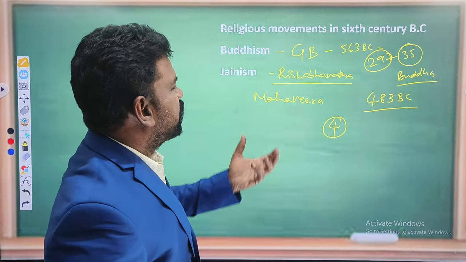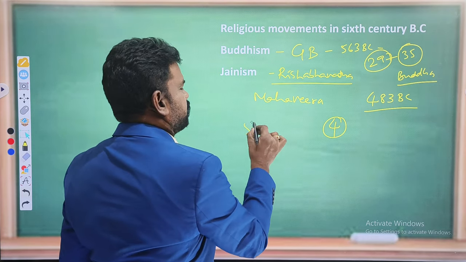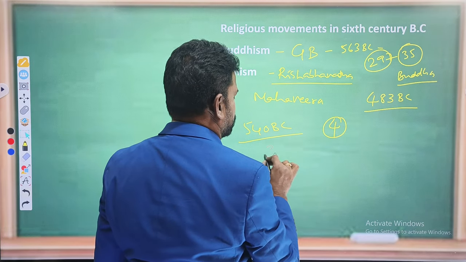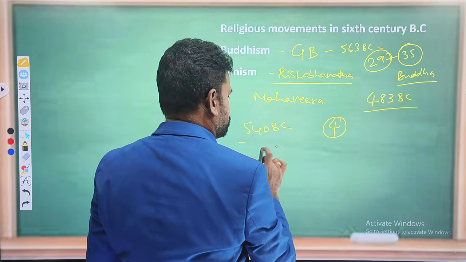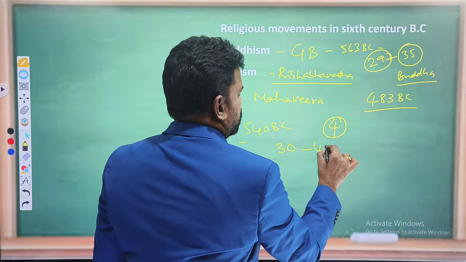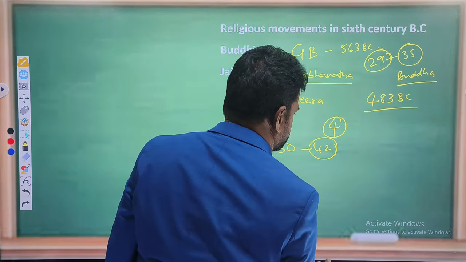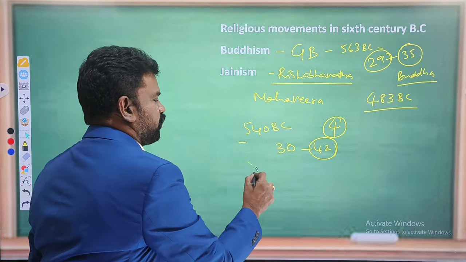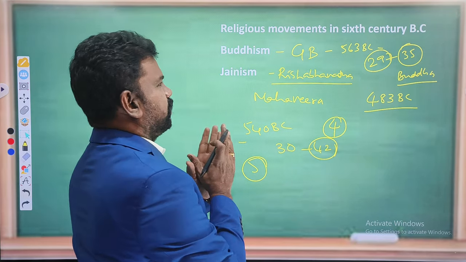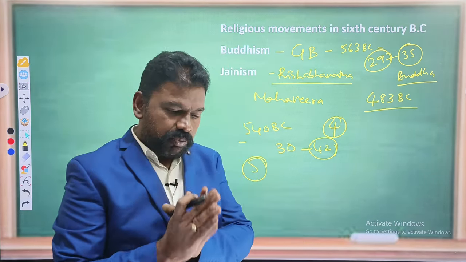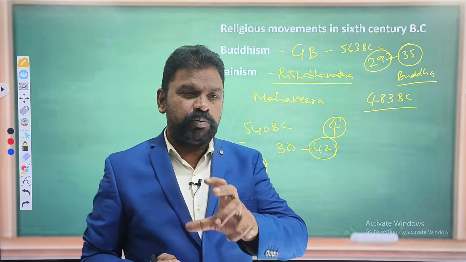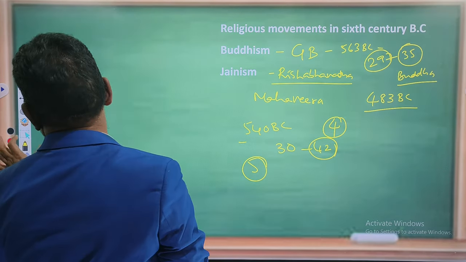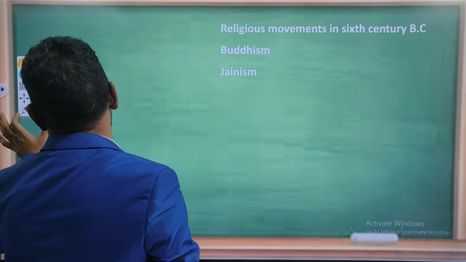And Vardhamana Mahavira was born in 540 BC at Kundagrama. He also left for the eternal life at the age of 30 years. At the age of 42 years, he was enlightened. Next, he started to preach. There were five principles, five noble truths of Jainism. Buddhism and Jainism are important from the examination point of view. Several questions are asked on Buddhism and Jainism.